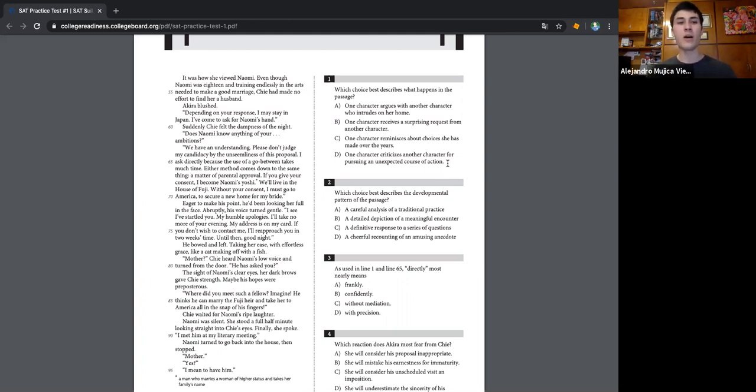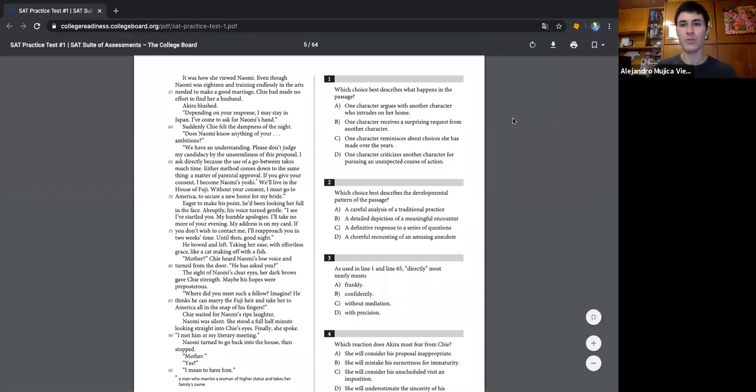So the most general choice, the one we can apply to the entire length of the passage, is B. Does that make sense? Catherine, do you sort of understand how we went through the choices here?